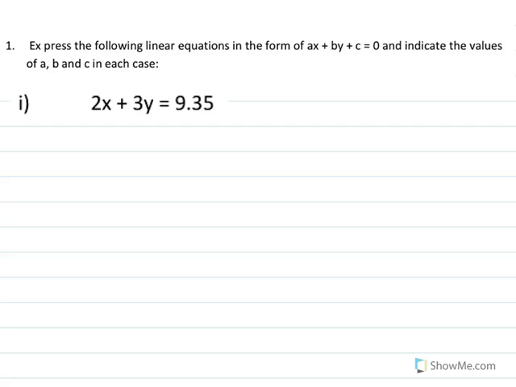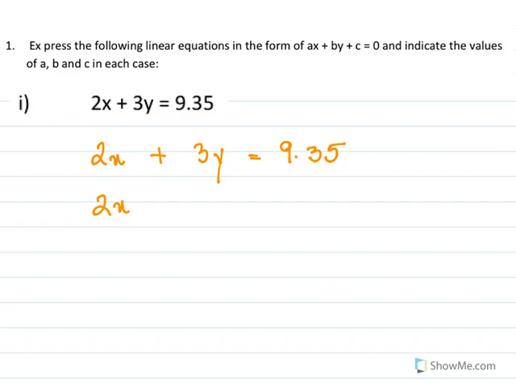Express the following linear equation in the form ax plus by plus c equal to 0 and indicate the values of a, b and c. So here the linear equation given to us, this is a linear equation, so we'll write that. It is 2x plus 3y equal to 1.35.